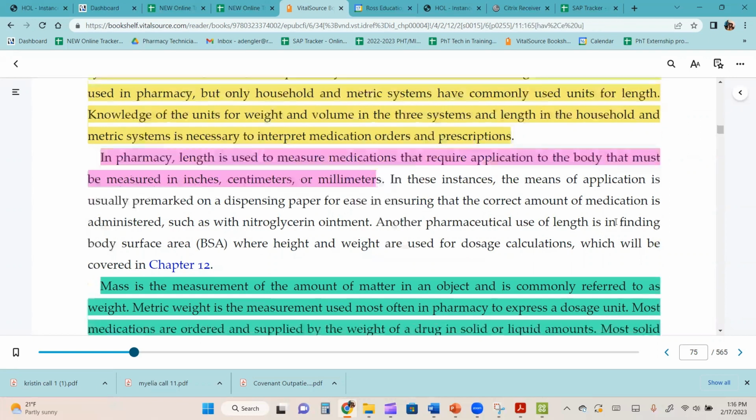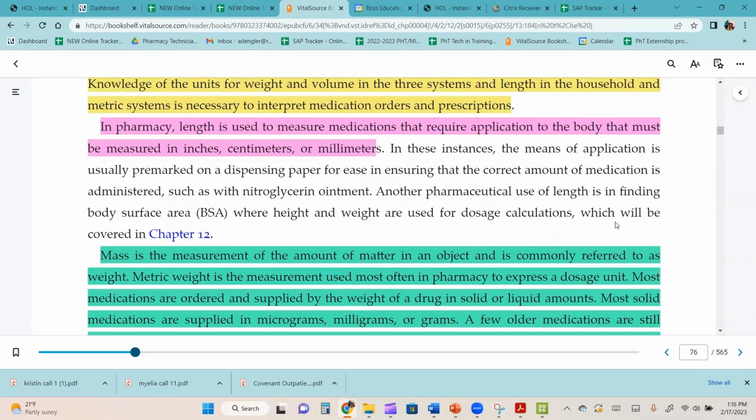So in pharmacy, when we do use length, we use it to measure medications that require application to the body that must be measured in inches, centimeters, or millimeters. In this instance, the means of application is usually pre-marked on a dispensing paper for ease in ensuring that the correct amount of medication is administered, such as with nitroglycerin ointment.